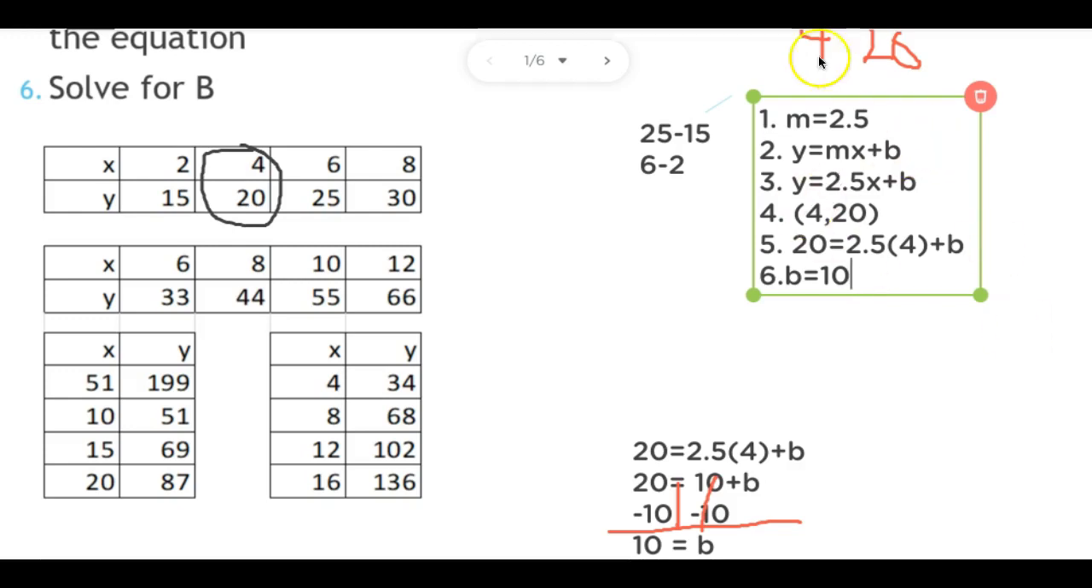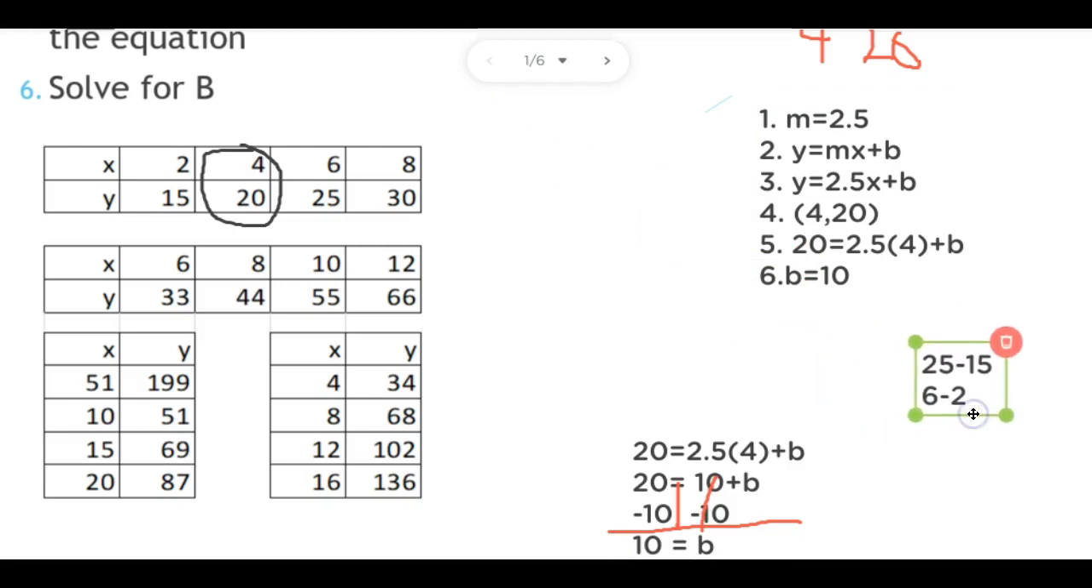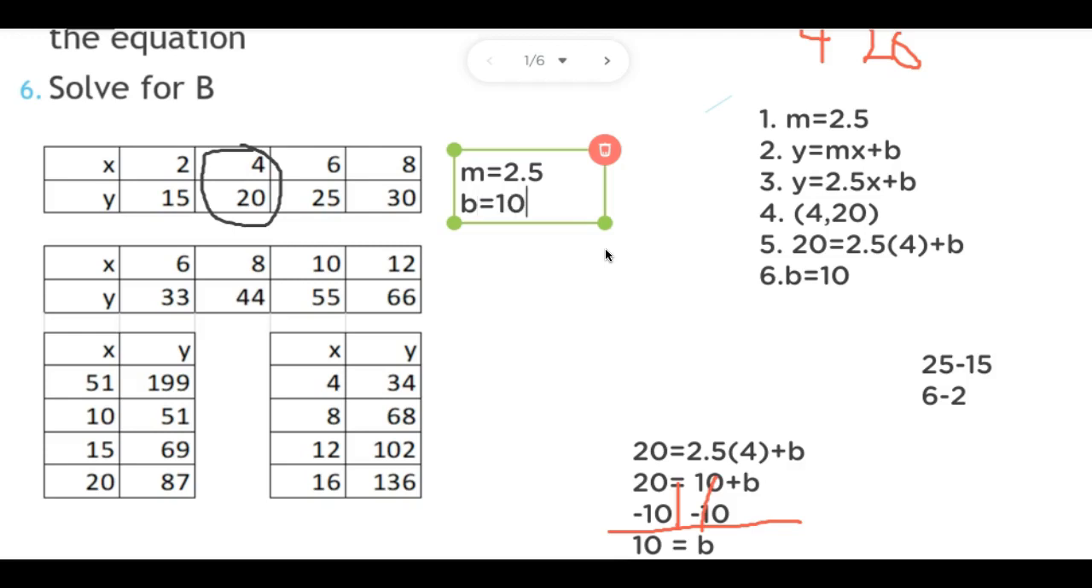So when you guys do your work, I want to see all 6 of these steps just like this. So now this is what I'm going to ask for you in your work on today. I'm going to move this out the way. This is what I'm going to ask for as your answer. So I'm looking for m. M equals 2.5. B equals 10. All right? Is it proportional or non-proportional?